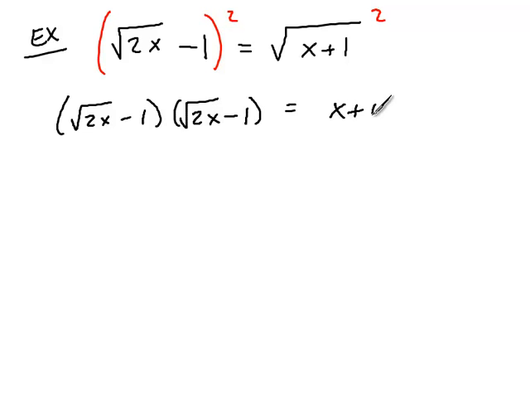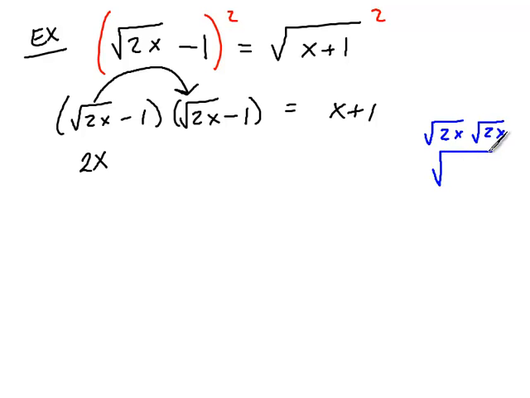And here we have x plus 1. So when we FOIL this, root 2x times root 2x is just 2x. Do you recall that root 2x times root 2x, we can multiply the underneath, gives you the square root of 2x squared, where the square root and the square cancel out, and you just get 2x.